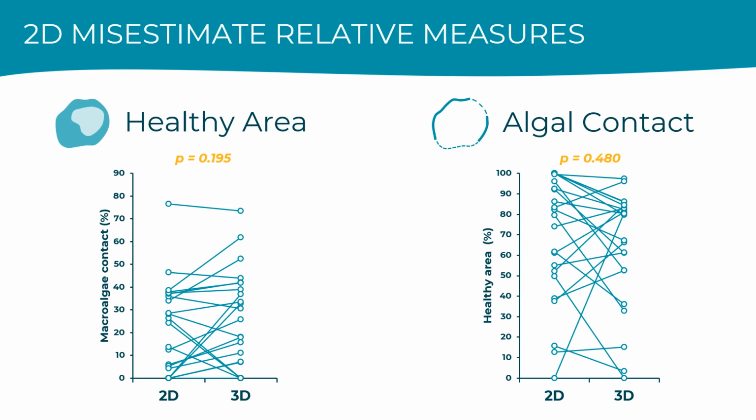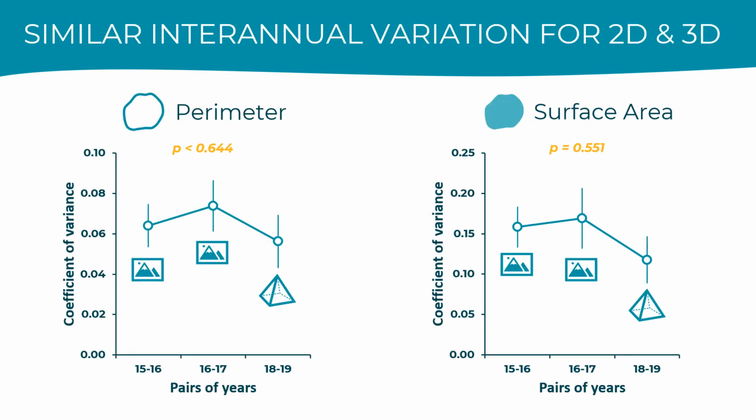By using the coefficient of variance between pairs of years, we could check for temporal variation between 2D and 3D approaches, for both perimeter and surface area, which are variables not supposed to change from one year to the other, especially on massive slow-growing corals such as Montastraea cavernosa. We then observed that both 2D and 3D approaches are similar as they do not differ in the interannual coefficient of variance for those variables. So these results indicate that both methods have the same associated intrinsic error.